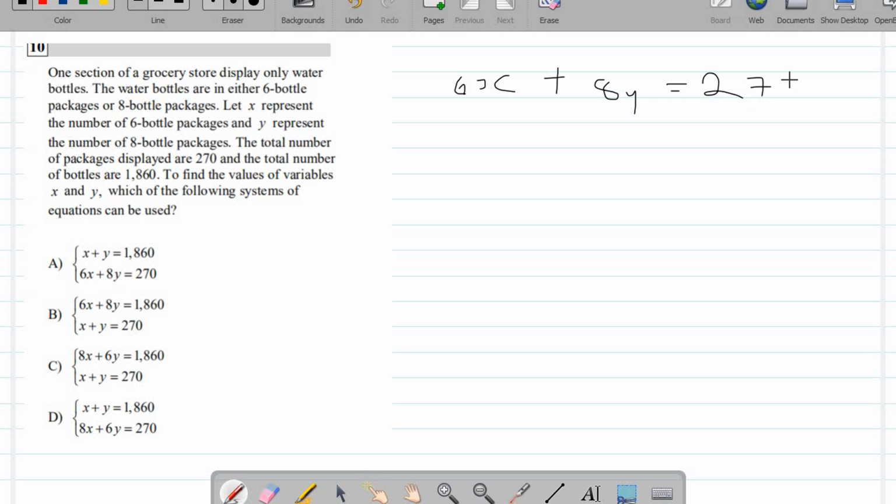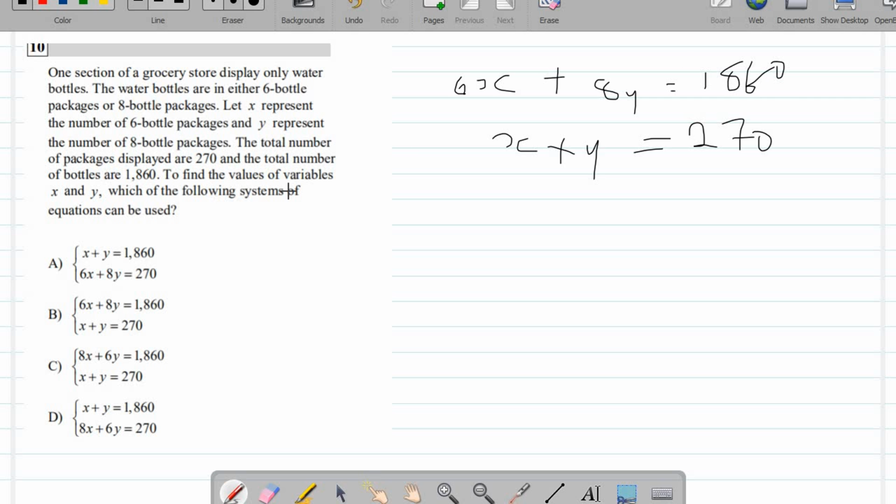And the total number of bottles: because these are the packages, x plus y, the number of packages, is equal to 270. While the total number of bottles is 6 times the number of packages plus 8 times the number of packages, which will give you 1860. So you have 1860 here.